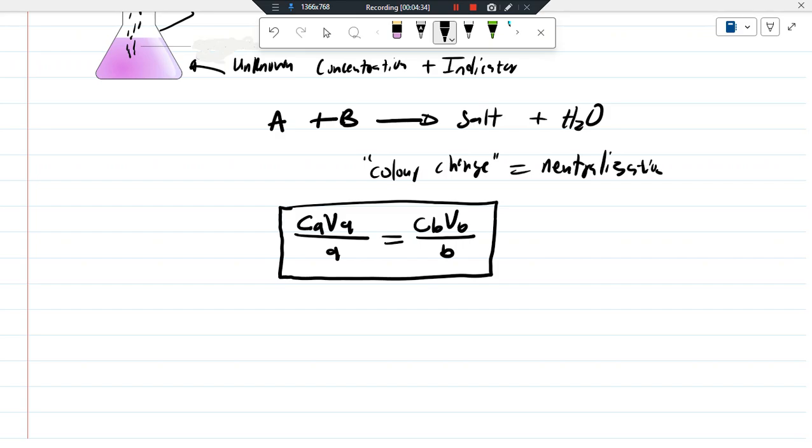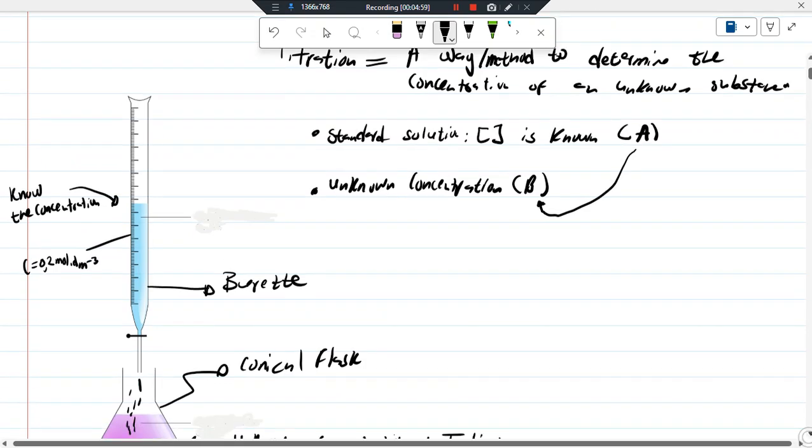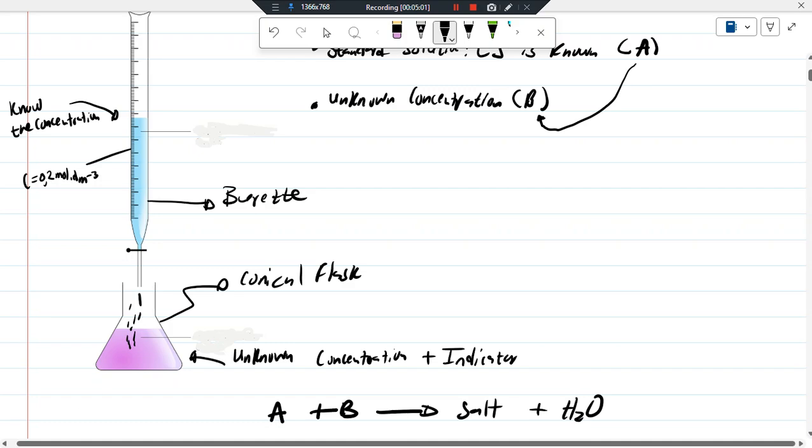In the memo, once again, you must learn how to read this burette. They will give you the concentration, say 0.2 mole per cubic decimeter. And remember, the one in here is unknown. So it's an unknown concentration.